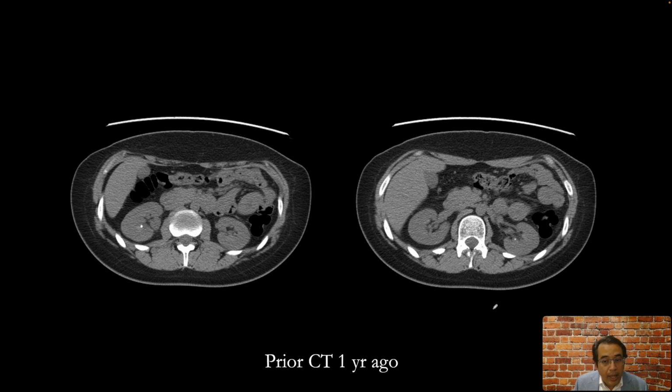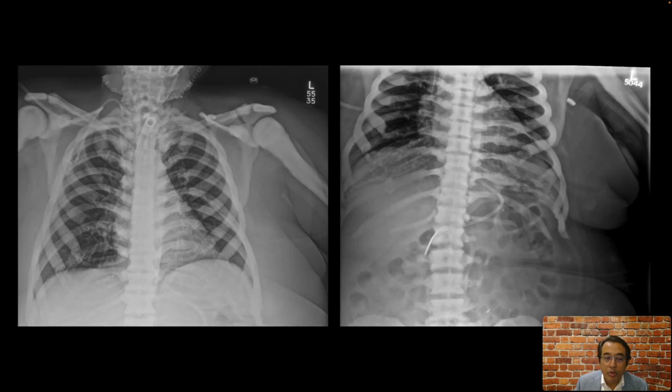1 year ago, they had a CT, and on that CT, a non-obstructing stone was found in the right kidney, and it is this stone on the current study that has moved from the kidney collecting system, ureters, and has gotten stuck at the UVJ. So in such patients where you find obstructive stones, if you look at the prior study, you'll find that particular stone that has moved from the kidney into the collecting system and is now causing obstruction.